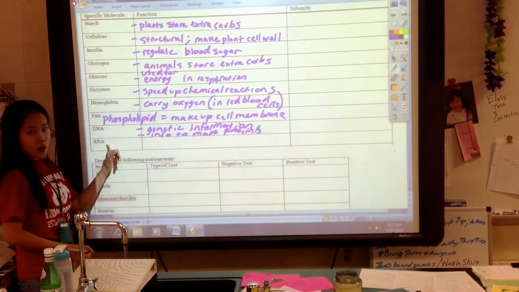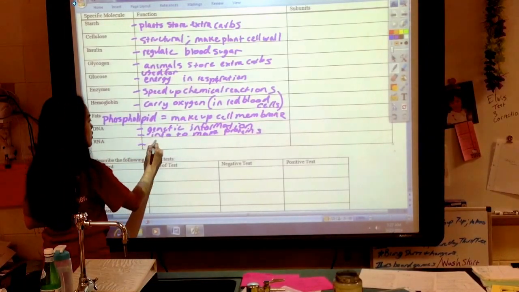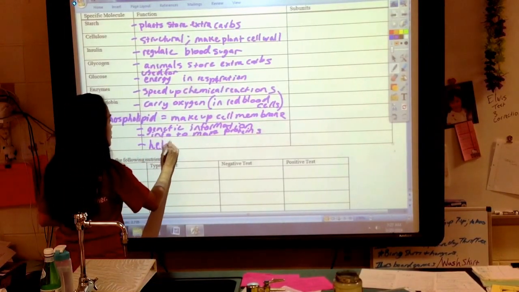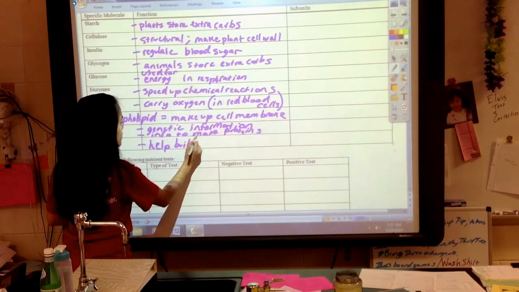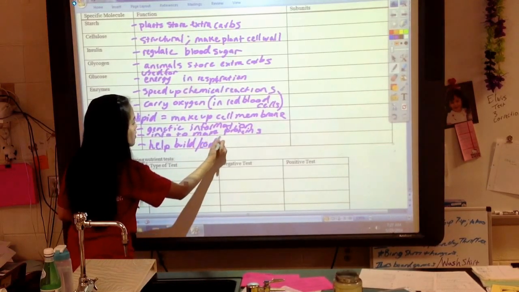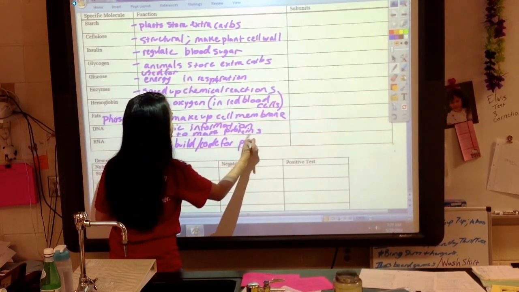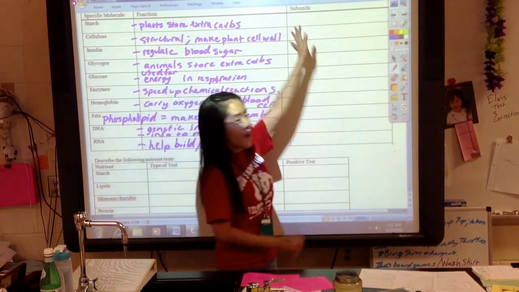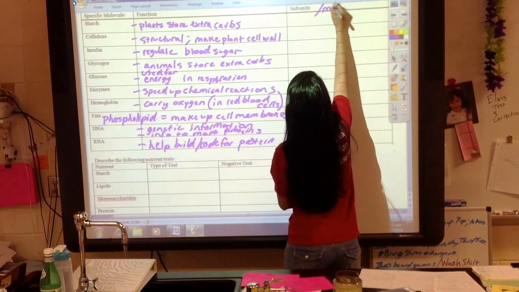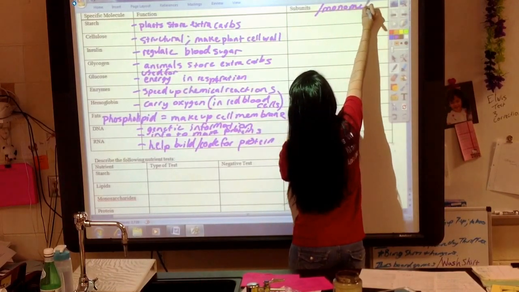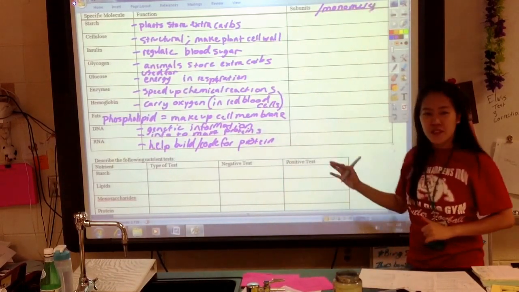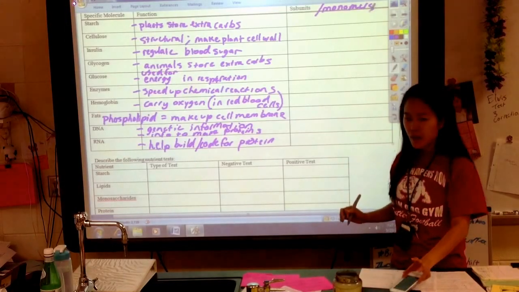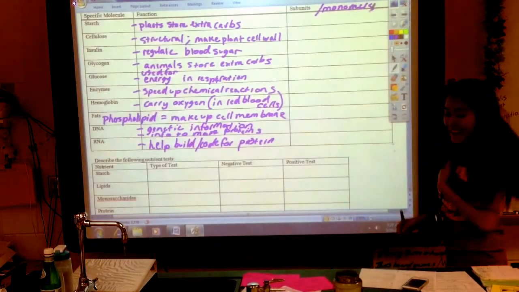Then you have your RNA, which are molecules that will actually help build and code for proteins as well. So what you should do is you should go back and fill in your subunits or your monomers for all of these different molecules. And you will have all these in your notes.